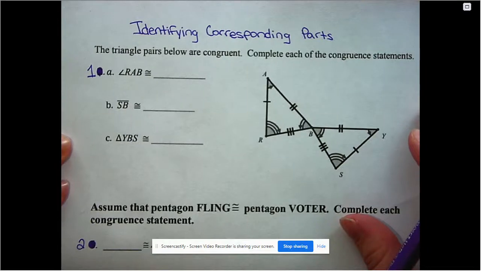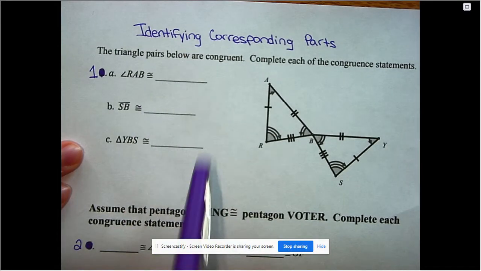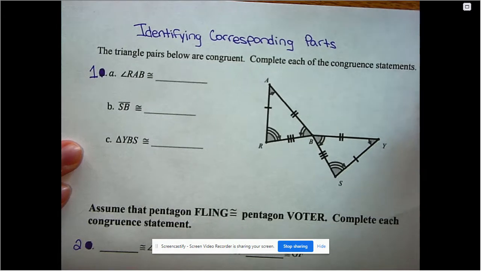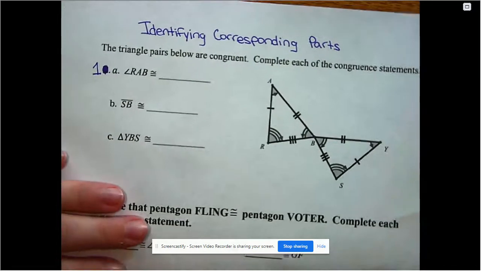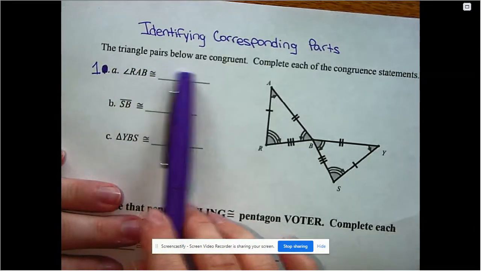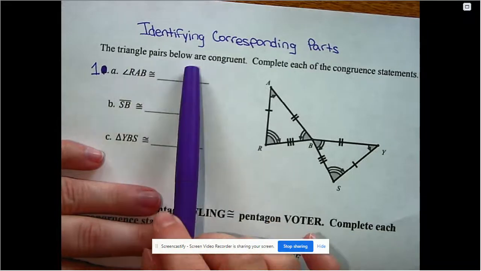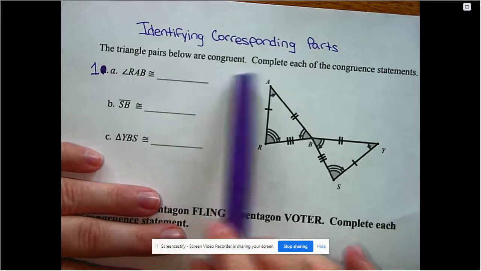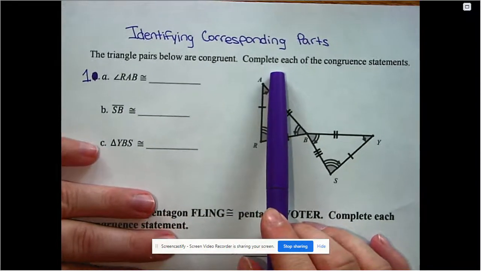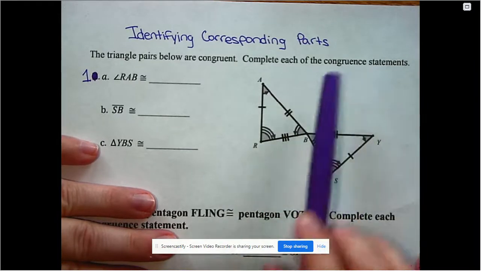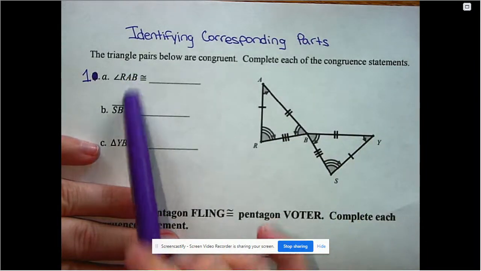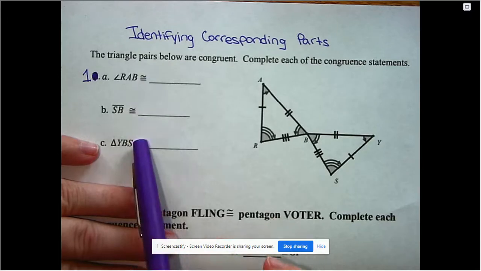In this video, we are learning how to identify corresponding parts. En este video estamos aprendiendo identificando partes de correspondientes. The triangle pairs below are congruent. Los pares de triángulo abajo son congruentes. Complete each of the congruent statements. Completa cada de esas oraciones congruentes.